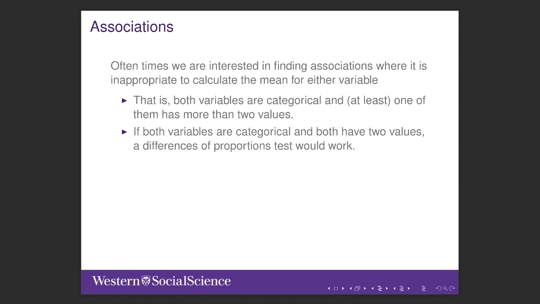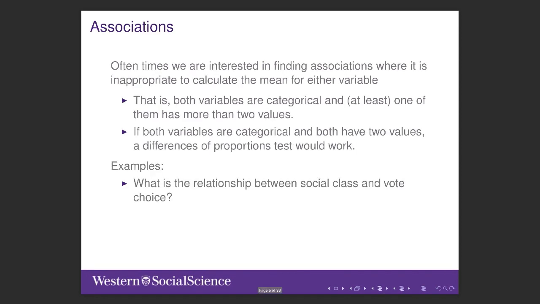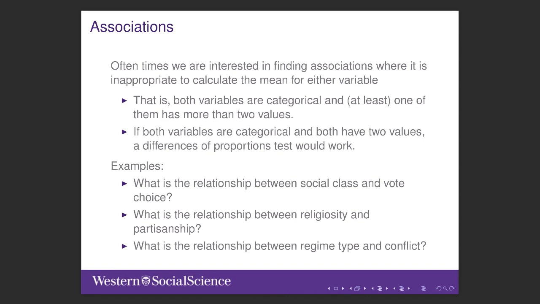Here are a few examples of the types of relationships that we could explore. What's the relationship between social class and vote choice? What's the relationship between religiosity and partisanship? And what's the relationship between regime type and conflict? All of these are questions that would be hard to answer with the technology that we've developed so far.